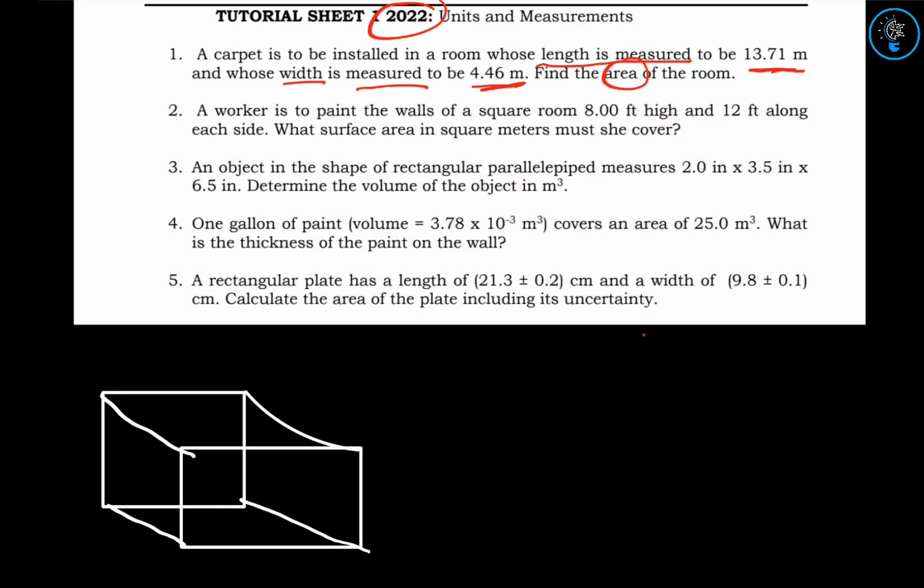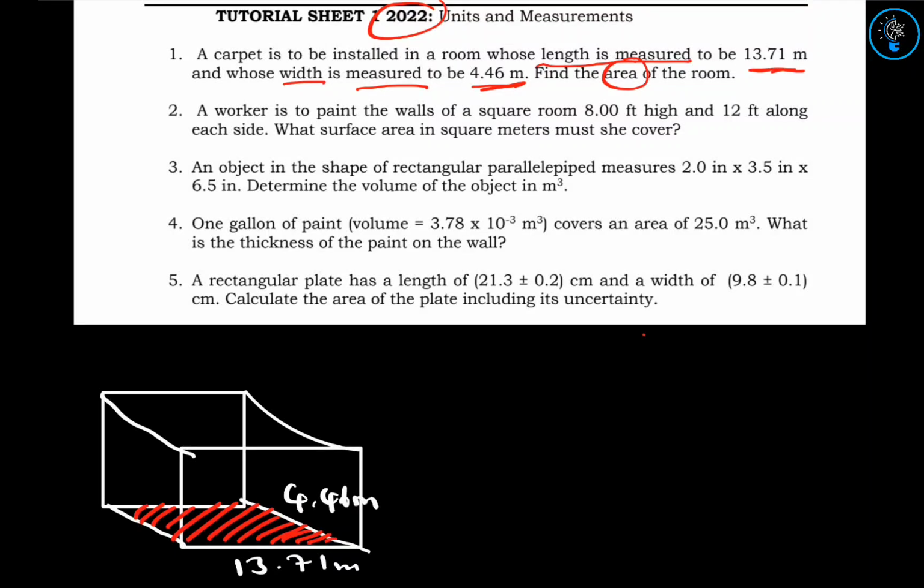Then we are told that this particular room has a length of 13.71 meters and its width is 4.46 meters. Then we are told to find the area of the room. Okay, it's very easy. I thought it's the volume. Okay, so if you want to find the area, so we are finding the area of the room.